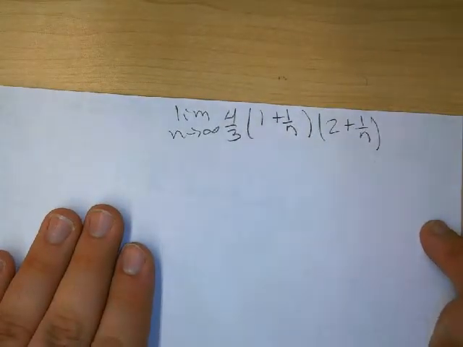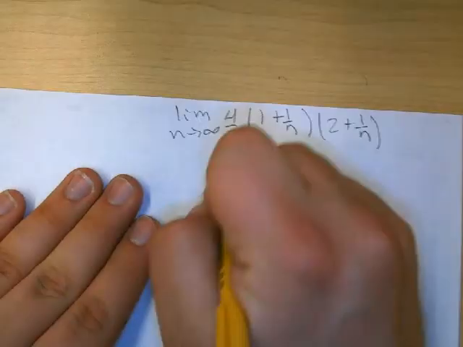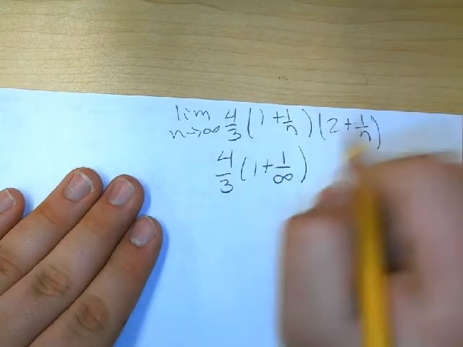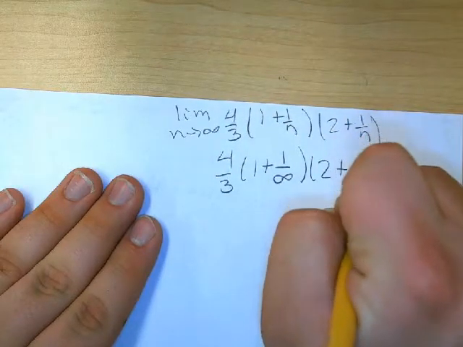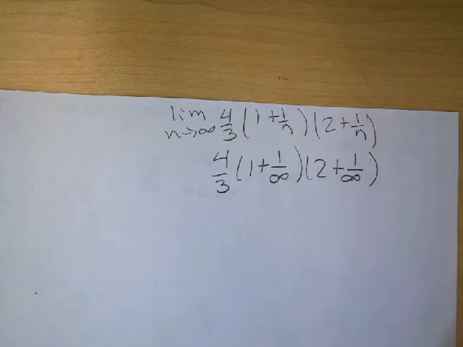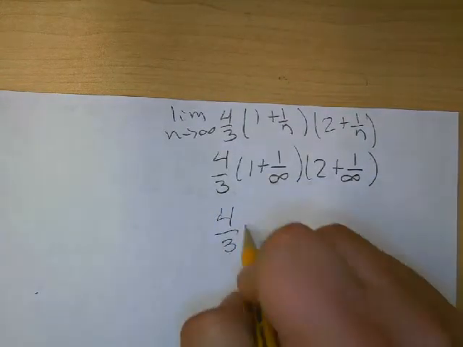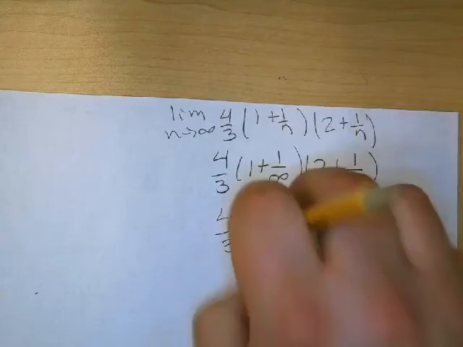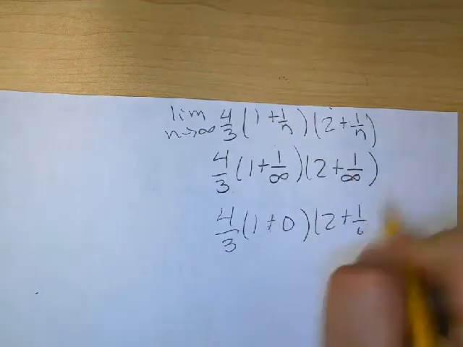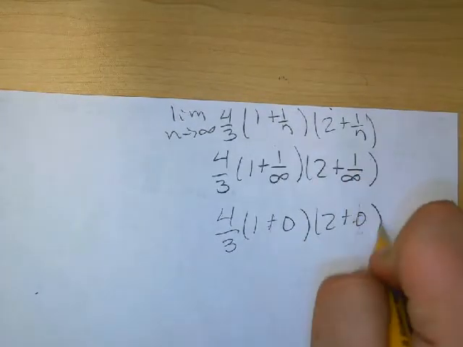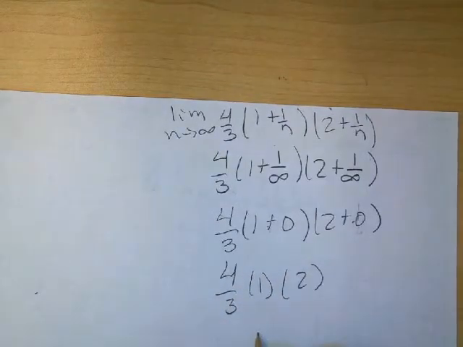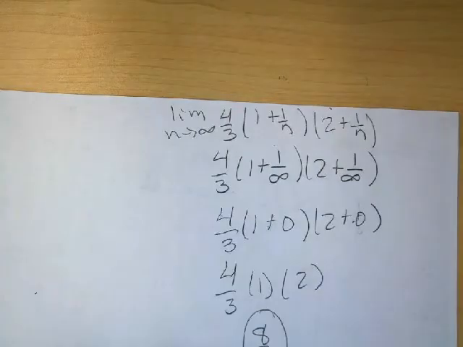Now I can substitute in my infinity. So this is 4 thirds times 1 plus 1 over infinity times 2 plus 1 over infinity. What's 1 over infinity? 0. So that's the same thing as 4 thirds times 1 plus 0 times 2 plus 0. So that's just the same thing as 4 thirds times 1 times 2, which is really just 8 thirds. That's your answer.